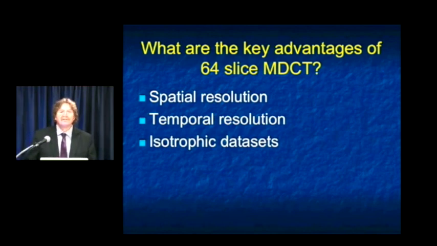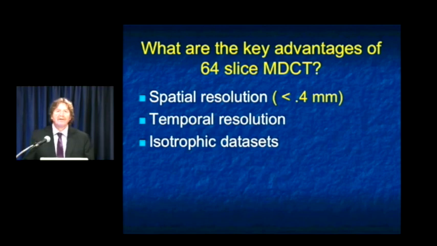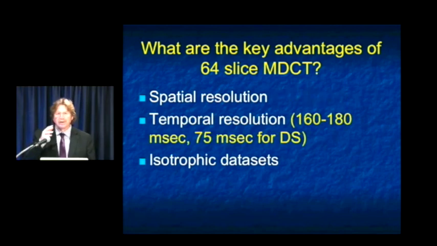Now, as I mentioned, 64-slice CT is really the standard these days, and with 64-slice CT, there's always 3 big factors to me: spatial resolution, temporal resolution, and isotropic datasets. Typically, spatial resolution is under 0.4 millimeters. With dual source scanners, you're talking about under 0.3 millimeters. Temporal resolution is typically in the 160 to 180 millisecond range. A dual source under 75 milliseconds. And you have isotropic datasets, which means that you can scan in a single plane and reconstruct in any plane with the same quality.